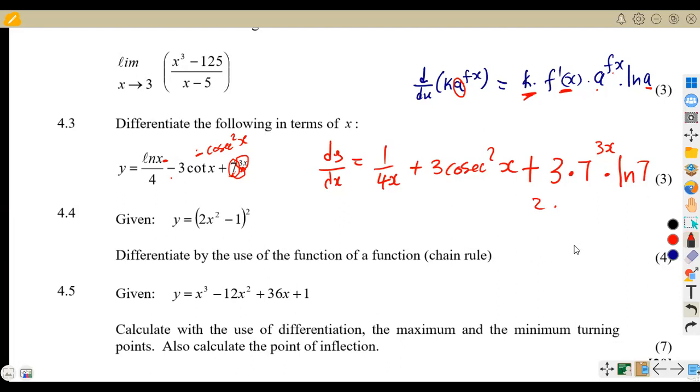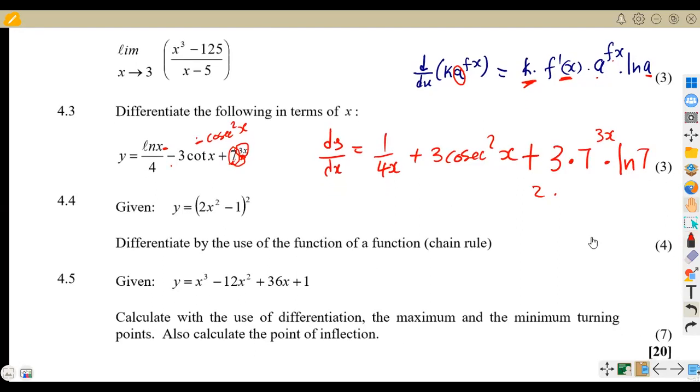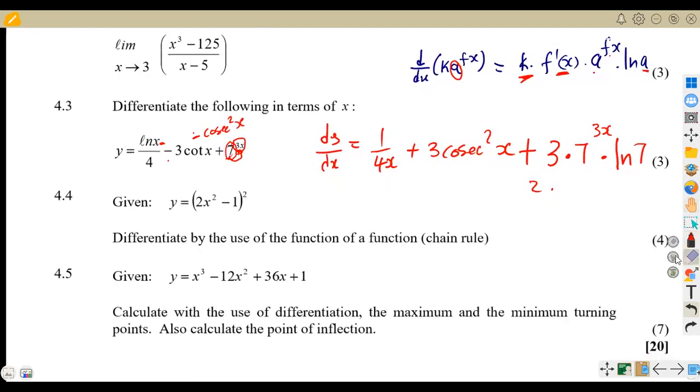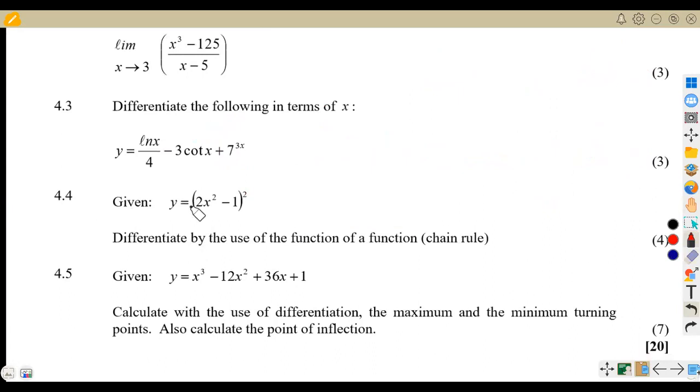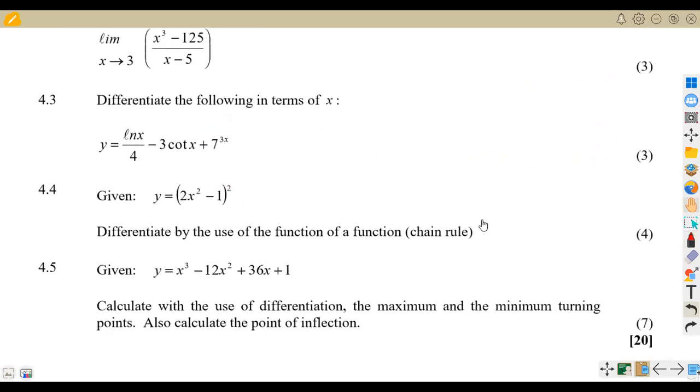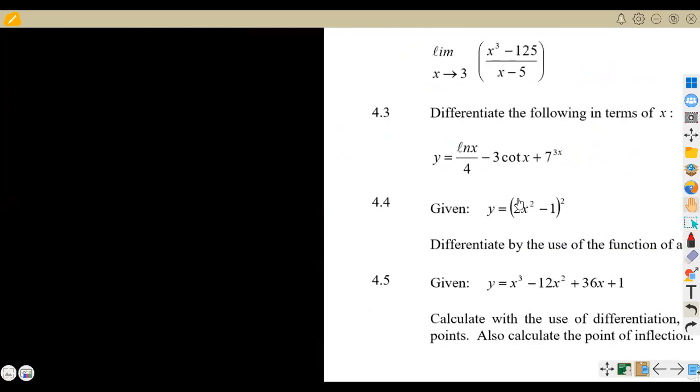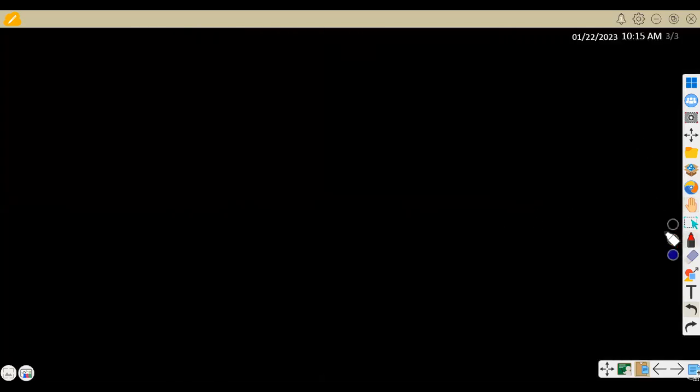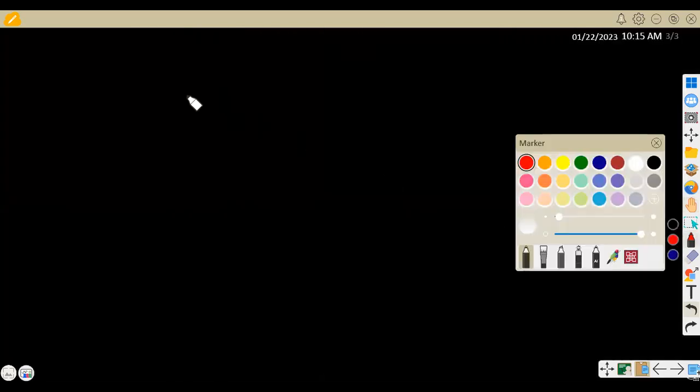Okay, I think this one was much easier. Okay, it's not much easier, but it was a direct type of question. Anyways, let's check what we have on 4.4. Just going to remove this part here. So on 4.4, given y is equivalent to 2x squared minus 1 squared, differentiate by the use of function of a function or chain rule. Okay, so you're going to just write this aside.